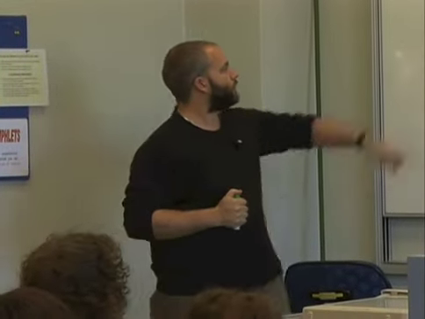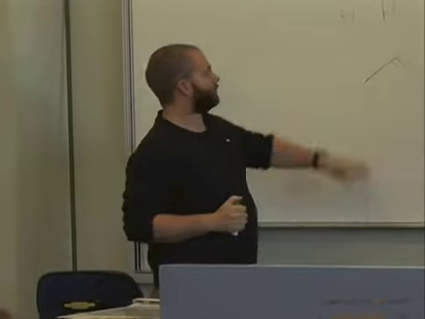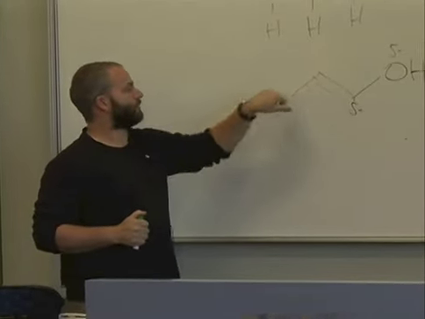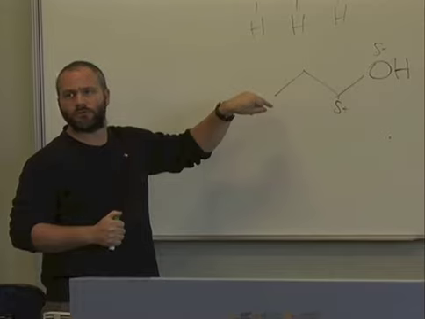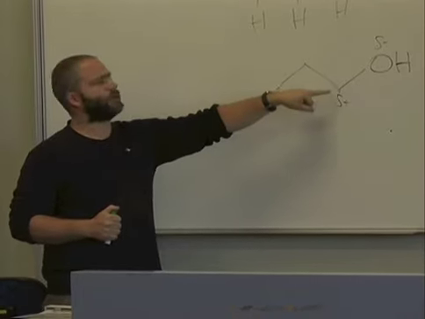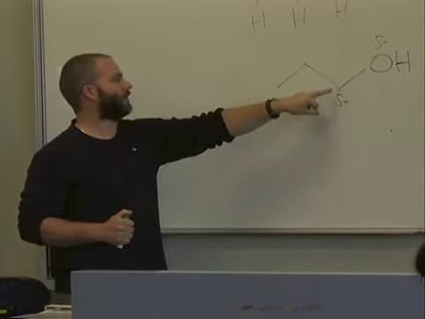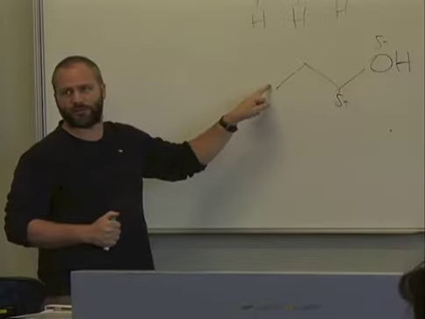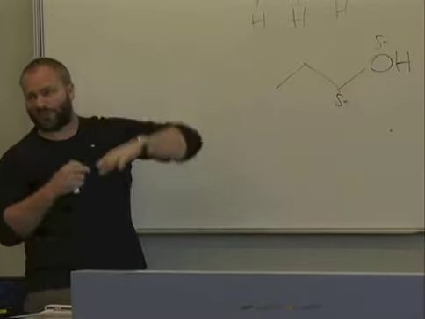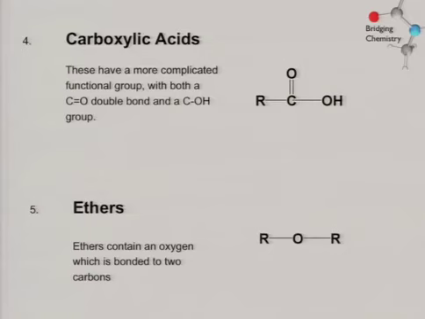Yeah? How does that notation using R differ to that other one you were... Here, R would just be something like this. So this is just representing carbons and hydrogens. But in this particular case, it's representing 3 carbons and 7 hydrogens. That R can represent anything but carbons and hydrogens. Yeah? Okay, so that's a carboxylic acid. Then there's something called an ether.